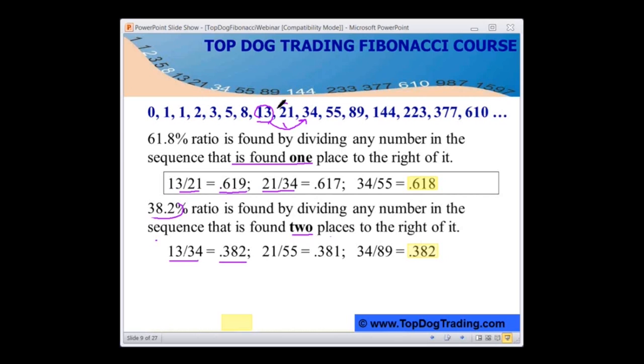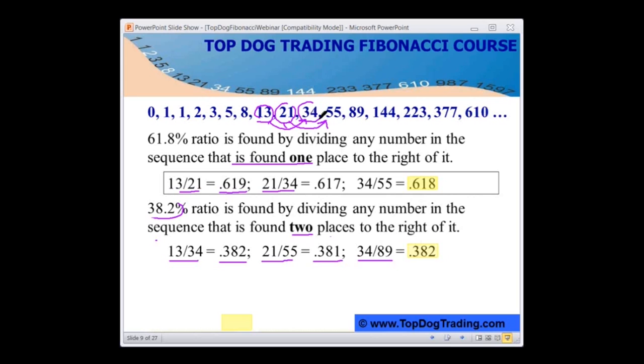Okay, then if we go to the next number, 21, we divide by the two places to the right of it, 21 divided by 55. And there you go, 38.1. Again, it's not perfectly exact to the exact digit, but it's pretty dang close.